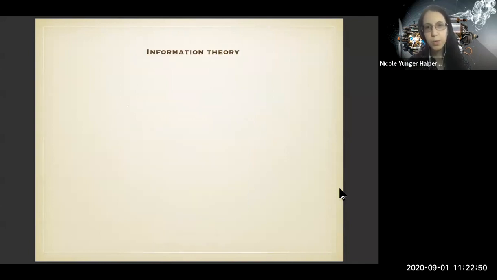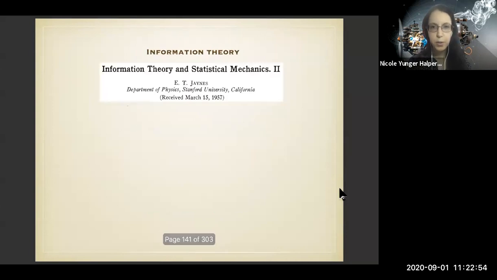First, what does information theory tell us? The first mention that I know of this problem was in a paper by Ed James about information theory and statistical mechanics. He wrote two papers called Information Theory and Statistical Mechanics in 1957. The second paper is the quantum paper.